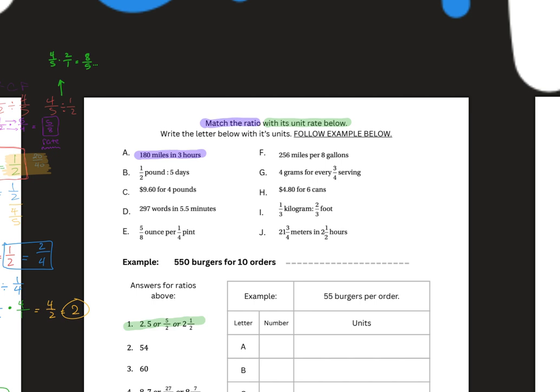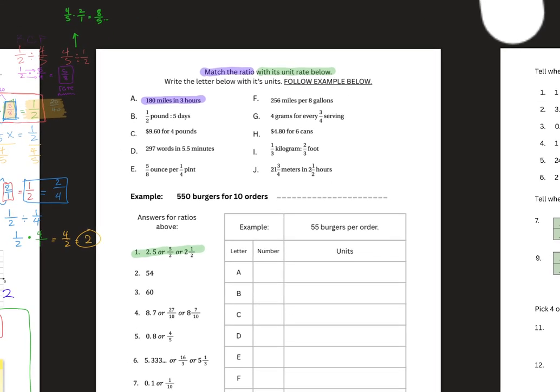Okay, so what you're going to end up doing is write the letter. Actually, technically you will be writing the number because the letters have already been written. And then you will fill in the units. So here's my example of the ratio: 550 burgers for 10 orders. Well, the unit rate version of that is going to require us to divide.